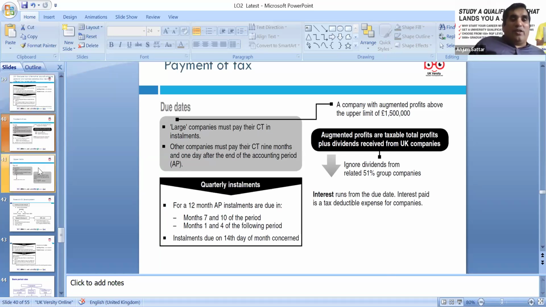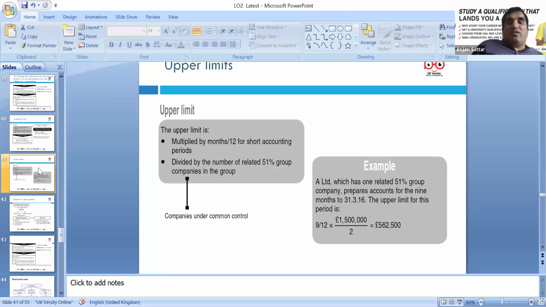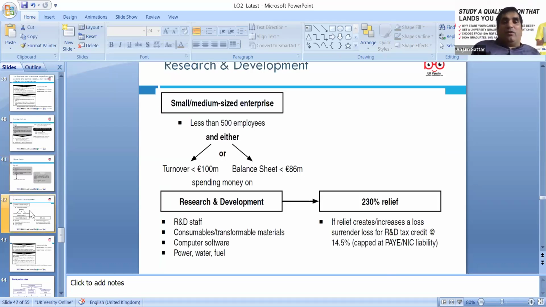So that's what we can look around, the consequences, and the upper and lower limits, of course. Okay, so profit needs to be apportioned if we are closing the business, or if we have a business that falls in, you started a new business, of course you have to apportion the profit, what falls in this year's profit years and what falls in the next financial year. That's what we can look around.